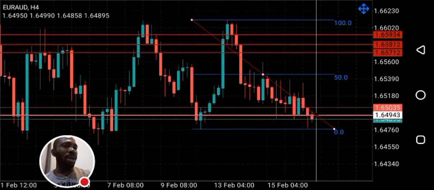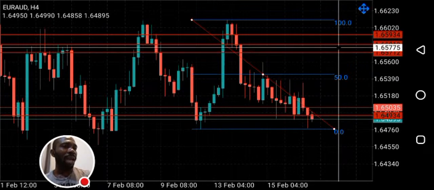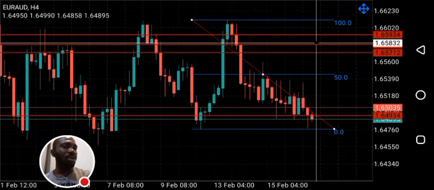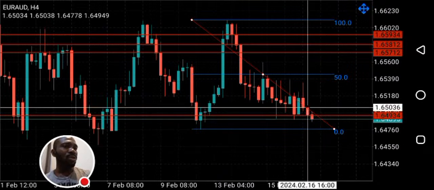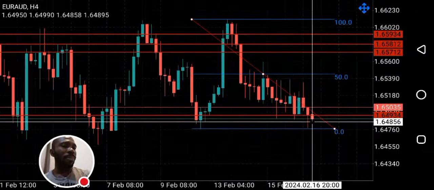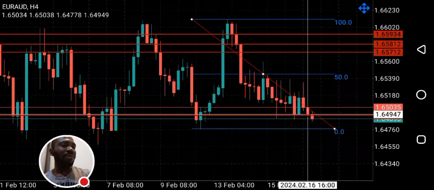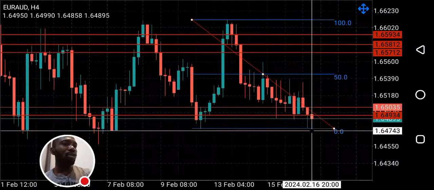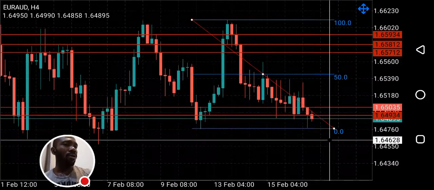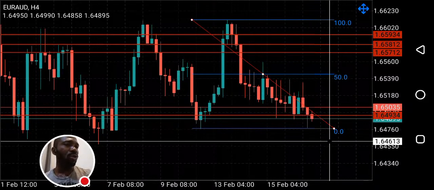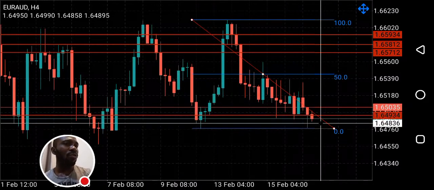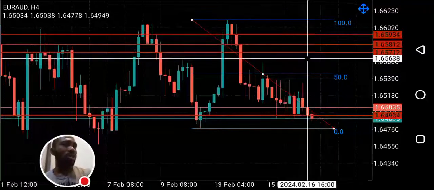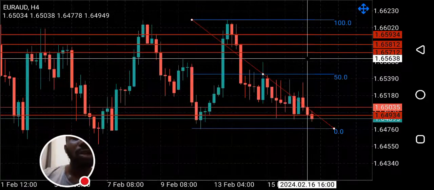When price is at discount, you should look for buy. When price is at premium, you look for sell. Selling at discount is at a very high risk, because there's a high probability that price will pull back to premium before it continues with its bearish move. So you cannot sell at the current market price. Wait for price to pull back to this zone before you sell Euro Aussie.